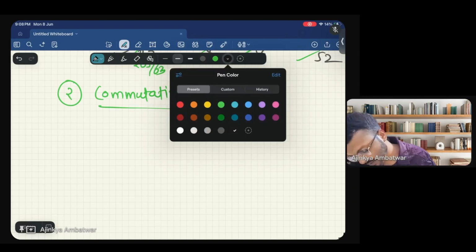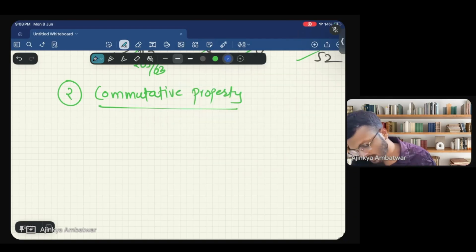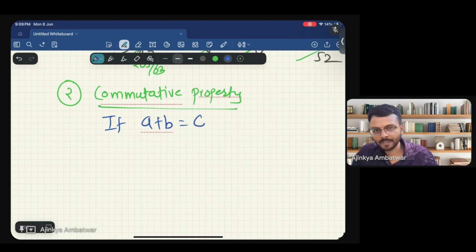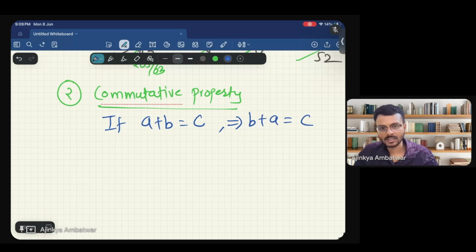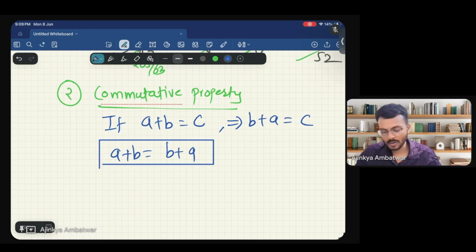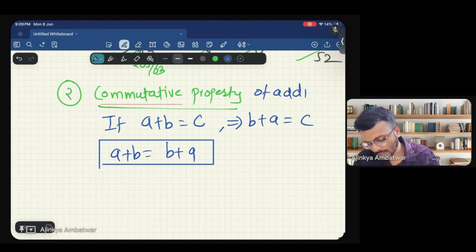Now, what does this commutative property mean? Actually, I should use a different color here. Commutative property says if a plus b is equal to c, where a, b are rational numbers and the answer is c, then b plus a is also equal to c. Flipping a and b doesn't make any difference, which means a plus b is equal to b plus a. This is called commutative property of addition. Clear? Commutative property of addition.